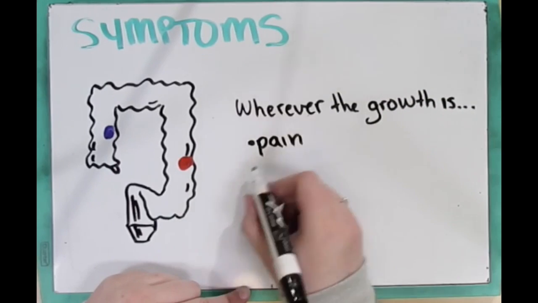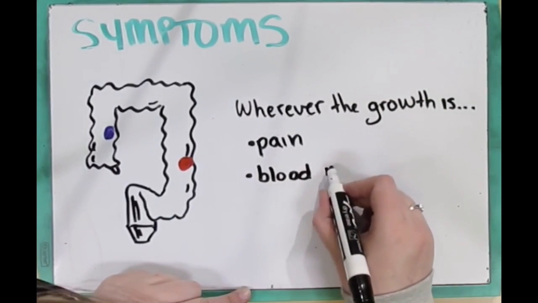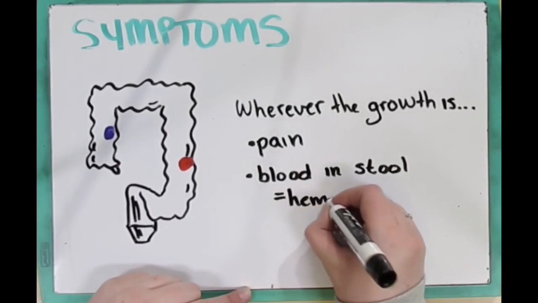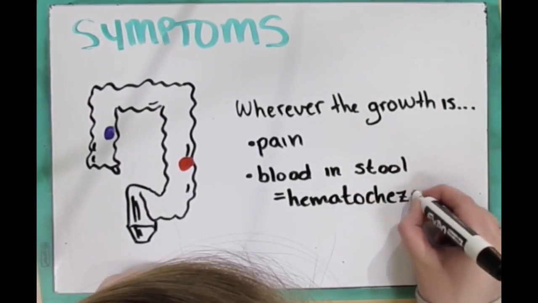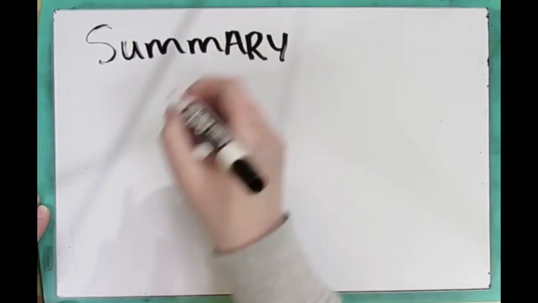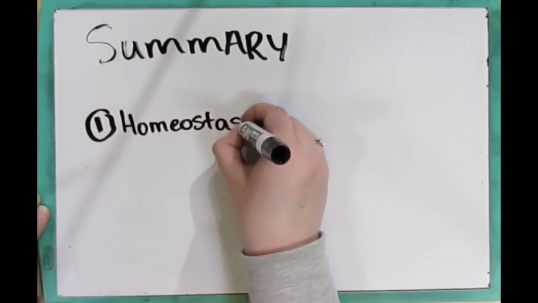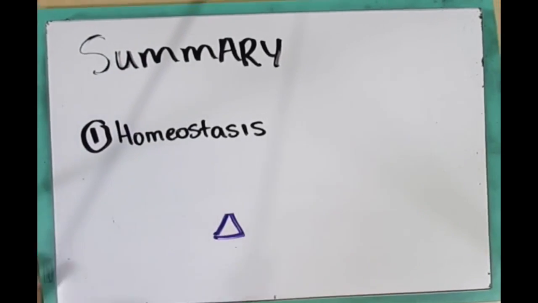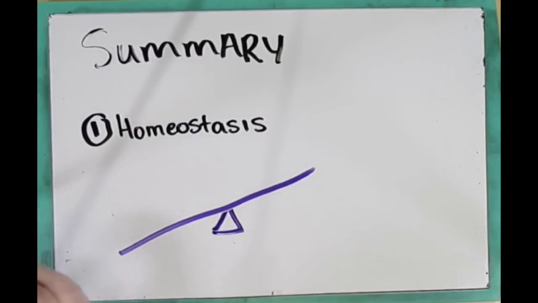Wherever the mass is, pain and bleeding can occur. Blood will be found in the stool, which is known as hematochezia. Homeostasis is disrupted due to the rapid proliferation of the mucosal cells in the GI tract.